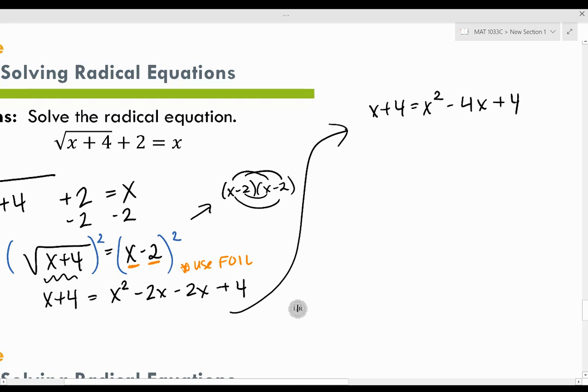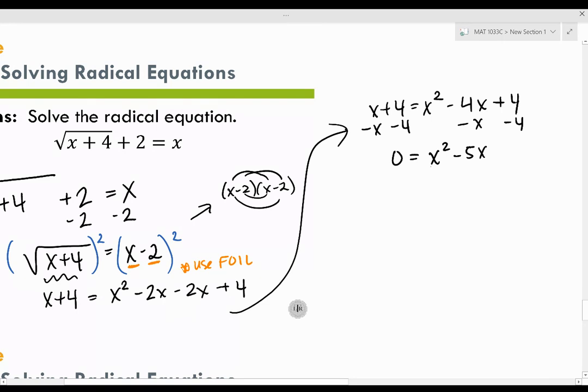This is now a quadratic equation, so I need to put it in standard form, which means I need to set it equal to 0. So I'm going to move the x and the 4 from the left-hand side to the right. It's going to give me 0 equals x squared minus 5x. The 4's cancel.